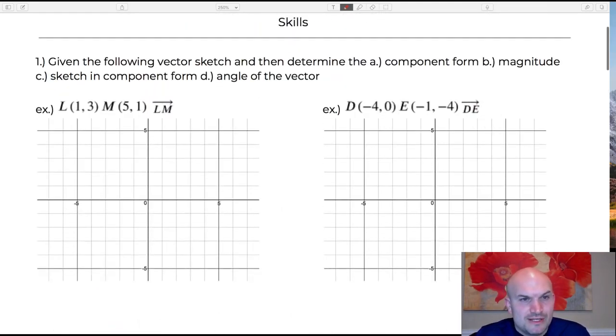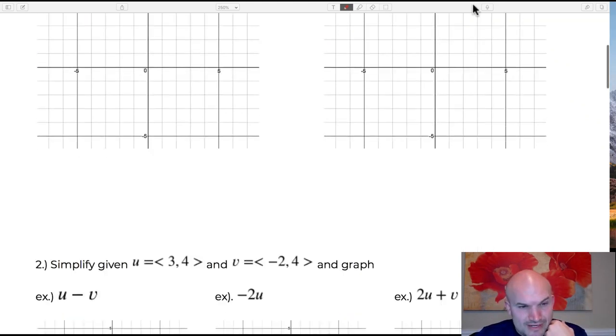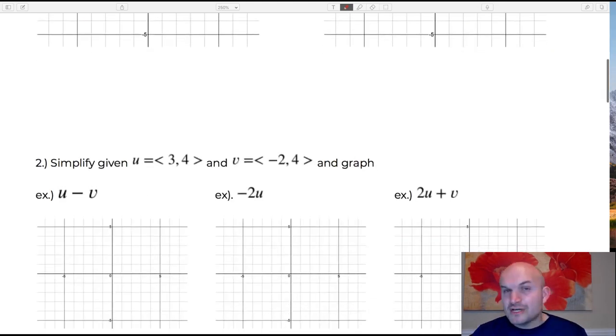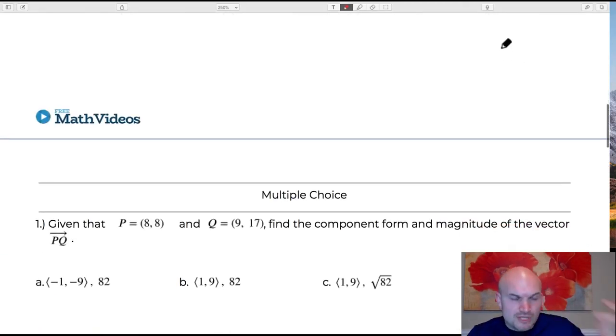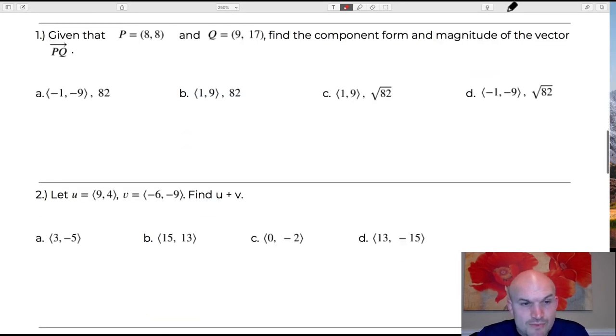So what we're going to cover, guys, is basically what we did today in class. We're going to cover writing the vector in component form, identifying the magnitude, sketching the vector in component form, and also determining the angle of the vector. And then we're going to work with some operations of vectors. Hopefully this shouldn't take too long. I mean, obviously I will talk about things. We'll do some multiple choice questions as well. And then obviously I'll get to your questions in the meantime.